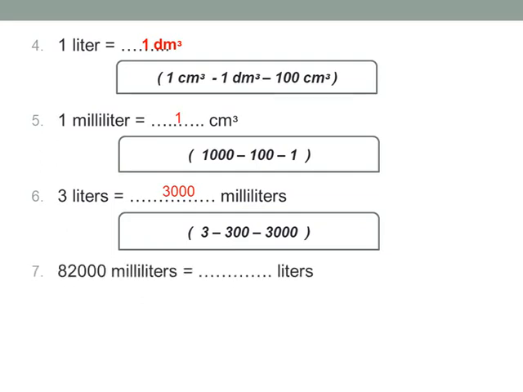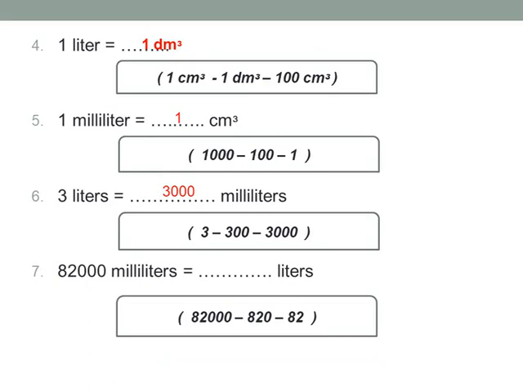Number 7, we have 82,000 milliliters equal how many liters? 82,000 or 82? As we said before, if we want to convert from liters to milliliters, we should multiply the number by 1000. But now we want to convert from the small unit to the big unit, from milliliters to liters, and we will divide the number by 1000, not multiply it, because we convert from the small to the great. We should divide the number 82,000 by 1000. That means we will cross out the 3 zeros from 82,000, and the answer will be 82.